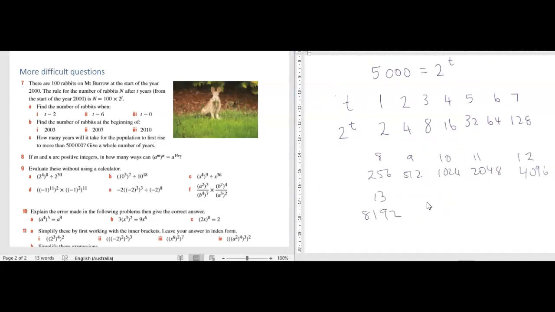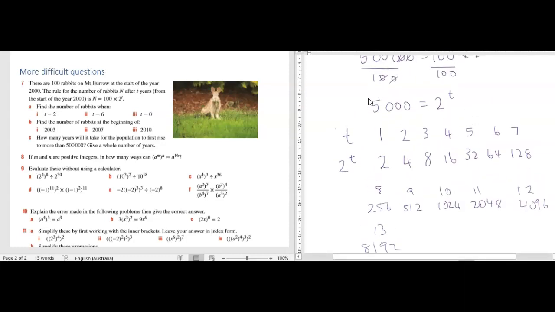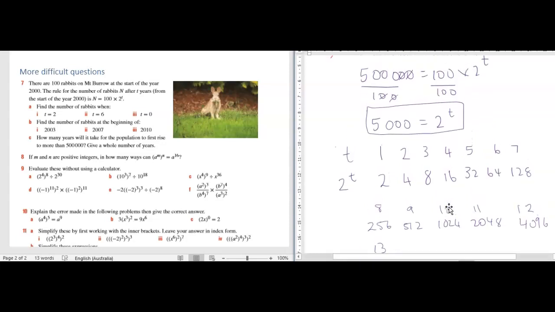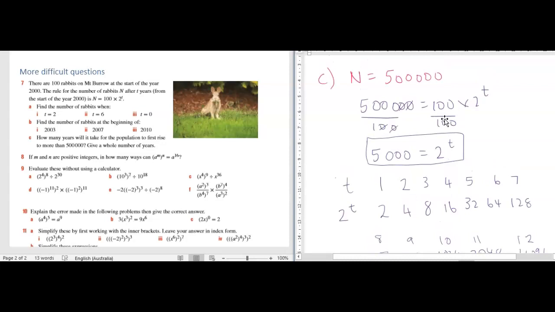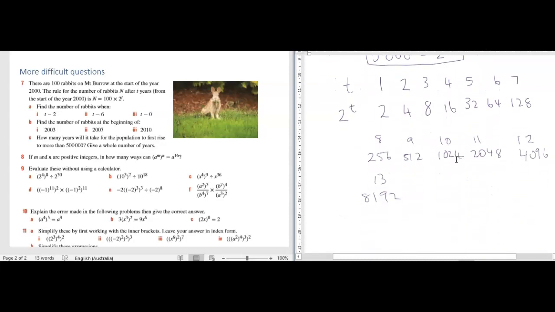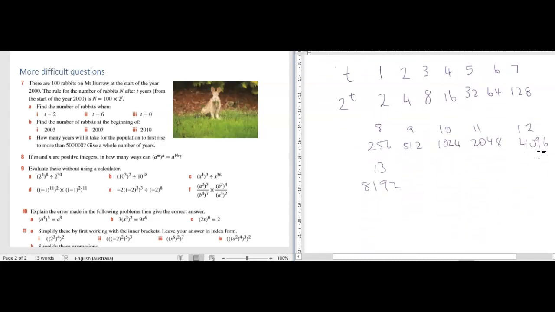Okay, so I've finished this off, and at 12 we get 4,096, at 13 we get 8,192. Now remember, we're solving for this equation. So we simplified it to make it a little bit easier. So if you're wondering why we don't see 500,000 there, that's because we divided through by 100. So if we had t equals 12, we're not going to have enough rabbits.